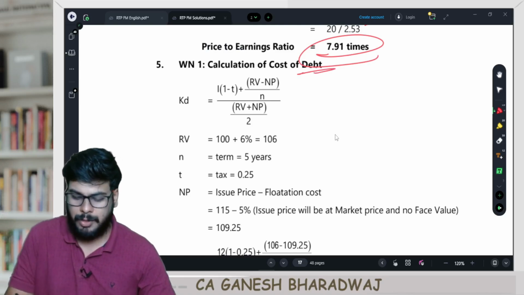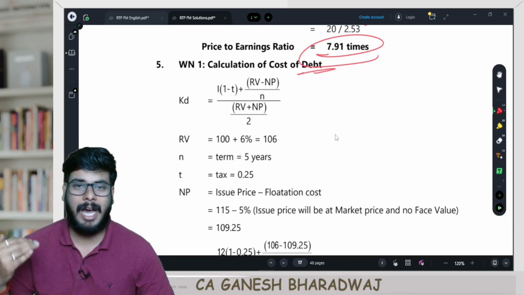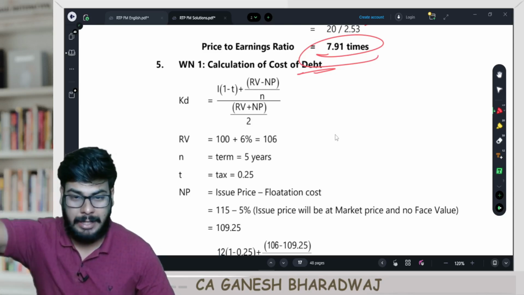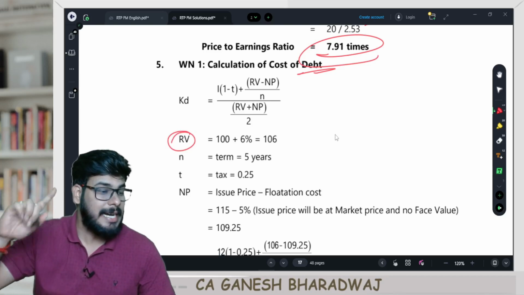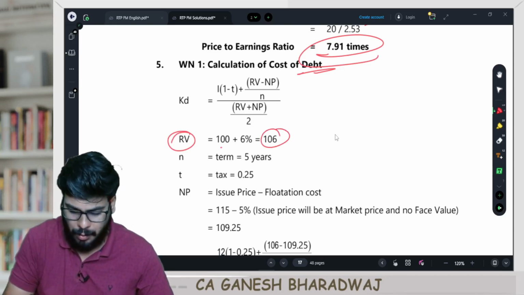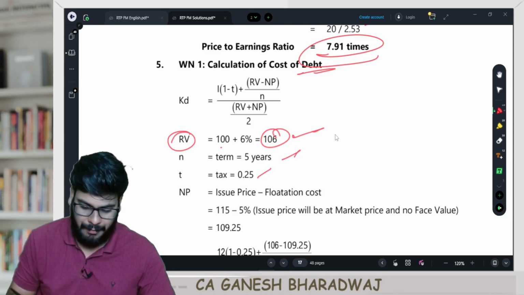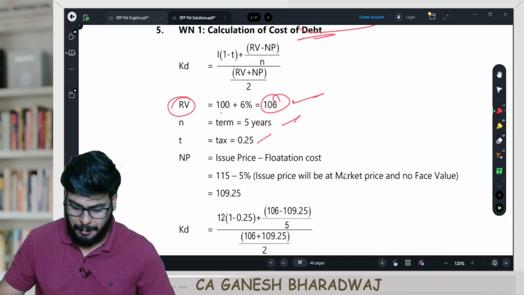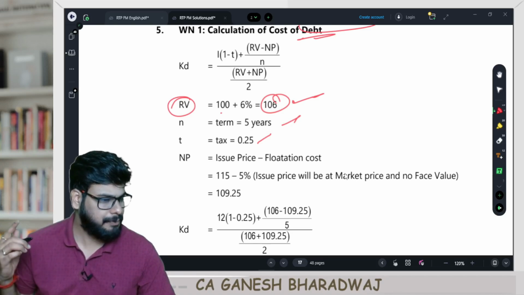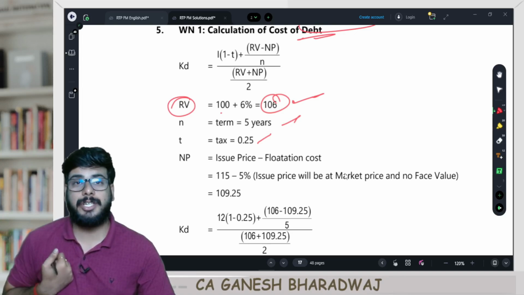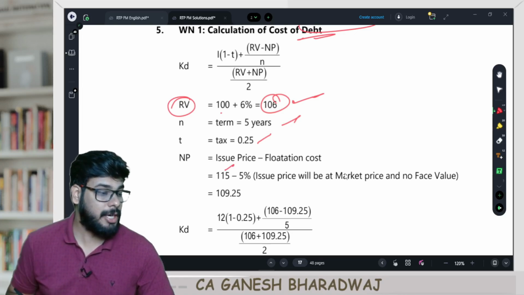Now, cost of debt. What is going to be the formula? I into (1 minus T) plus (RV minus NP) divided by N, the whole divided by (RV plus NP) by 2. A very logical formula. We've seen all the logic in our regular lectures. Now what is going to be the redemption value? Look at the question. It is redeemable at a premium of 6%, so 100 plus 6%, 106 rupees. One figure is done. N is the term, given as 5 years. Tax rate is 25%. Now, net proceeds is going to be issue price minus flotation cost. What is going to be my issue price? They have given in the question that the current market price of debentures is 115, so you can take that as the issue price. Now they've given that the flotation cost is 5%.